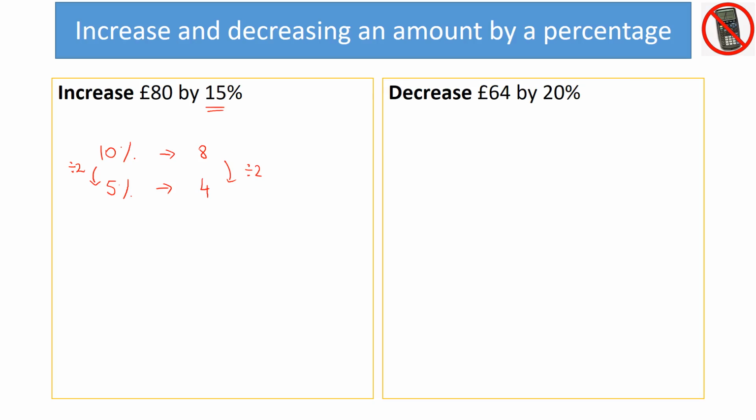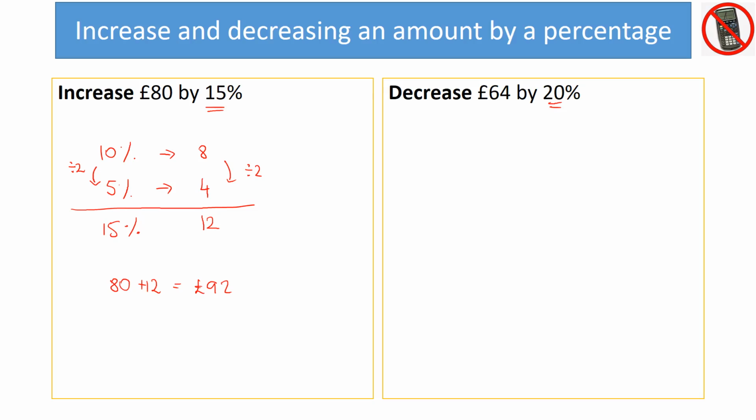Now to work out 15%, I'm going to add 8 and 4, because to get 15% I need to add 10% and 5%. Okay, so that's going to give me 15%. And 8 plus 4 is 12. Now I need to add 12 to the original amount, which is going to give me £92.